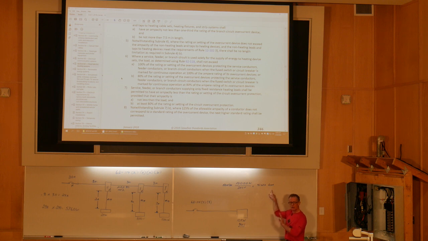That is the load, all right? That's all it's ever going to draw. It doesn't overload. It's fixed resistance heating, all right? Keep that in mind as we traverse through here. Subrule 6B.